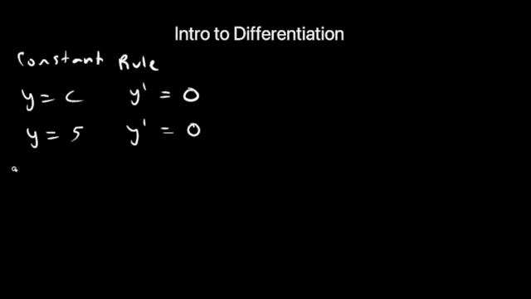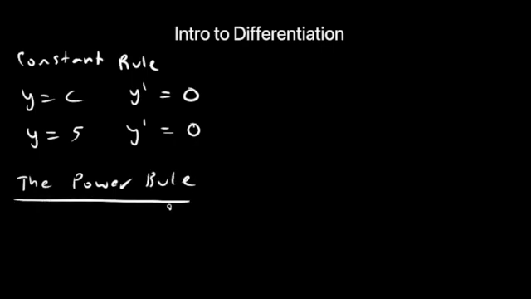Now the power rule is a little more complicated, but at the same time is very simple. So what we want to know is for the power rule, there is a formula that we have to follow. Let's say there's a function f of x is equal to ax to the power of n. So a is a coefficient, a number in front of a variable, x is our variable, and n is the power to which x is raised.